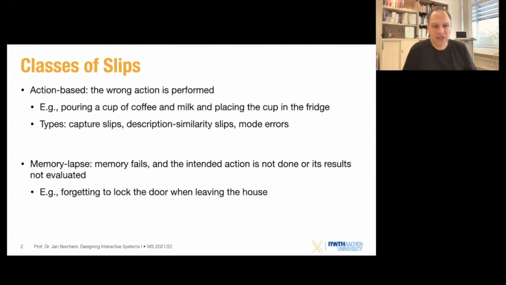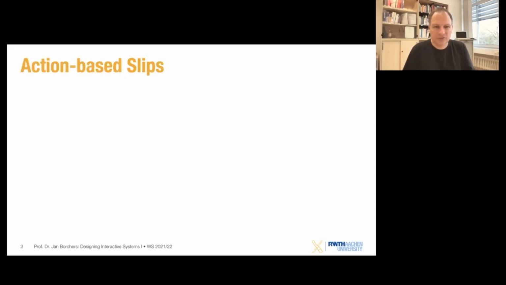Memory lapse is the other type, or class, of slips, and it means that your memory fails you and what you do isn't done. What you were intending to do is either not done, or the evaluation isn't happening correctly. For example, you leave the house and you forget to lock the door, right? That just slipped your memory, slipped your mind, and you forgot to do that, although you intended to do it. So you can see the difference here between action-based and memory lapse-based slips. Those are the two classes. Again, Norman breaks these down in a little bit more detail in his book in chapter 5.